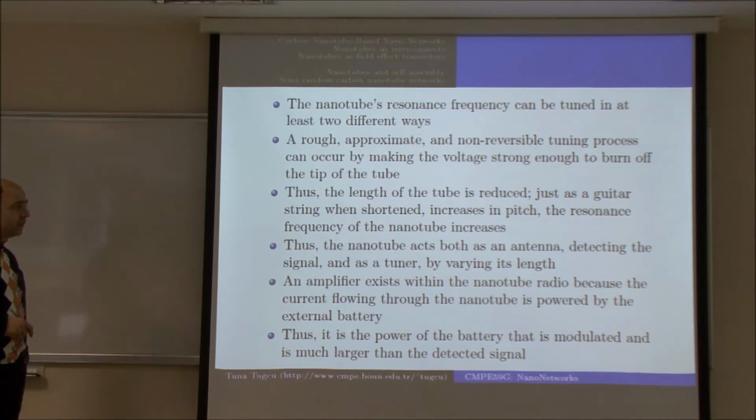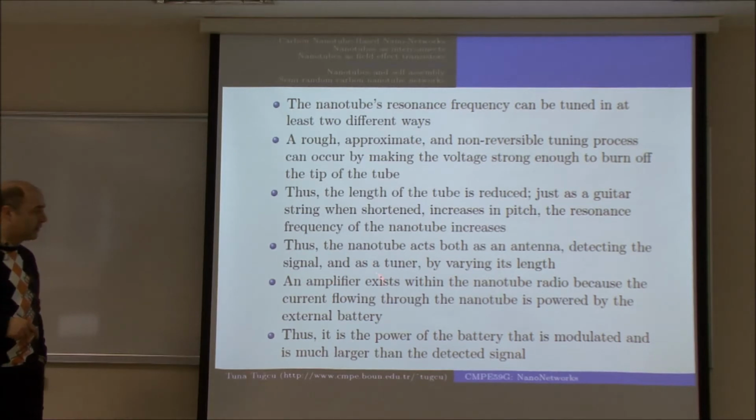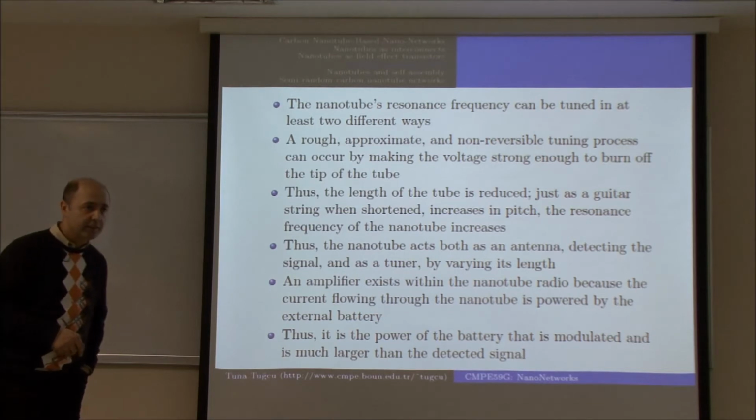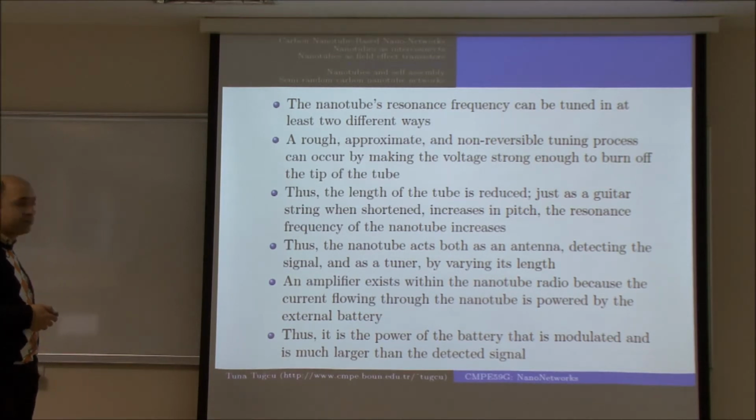An amplifier also exists within the nanotube radio, because you actually have a current flowing through the nanotube, which is powered by the external battery we're providing. So the power of the battery is being modulated this way by making use of the nanotube, and this power from the battery is much larger than the signal you're detecting. So it serves also as an amplifier.